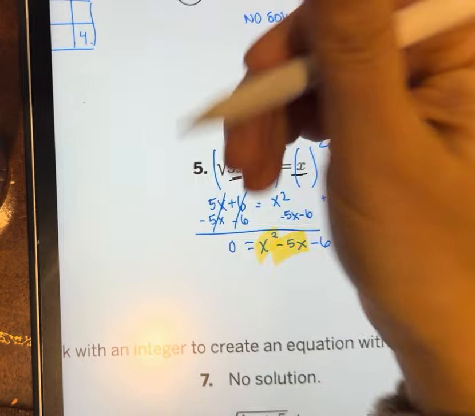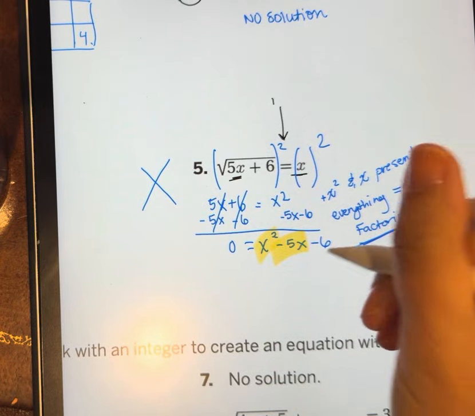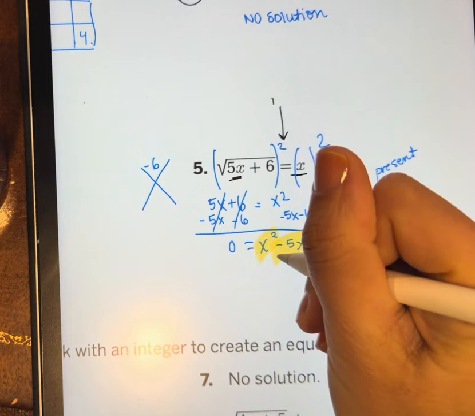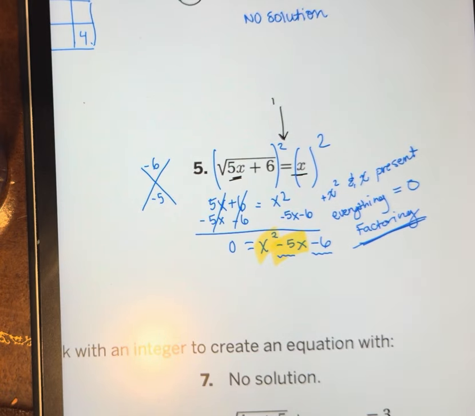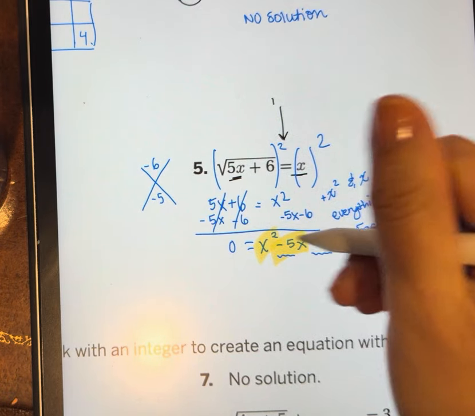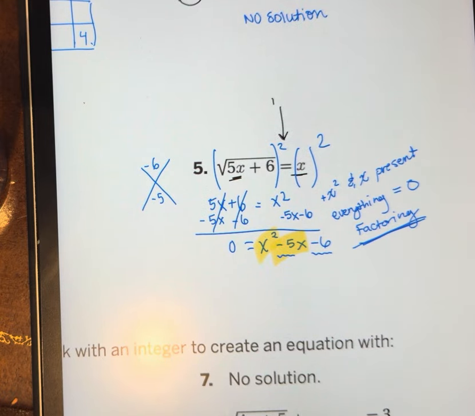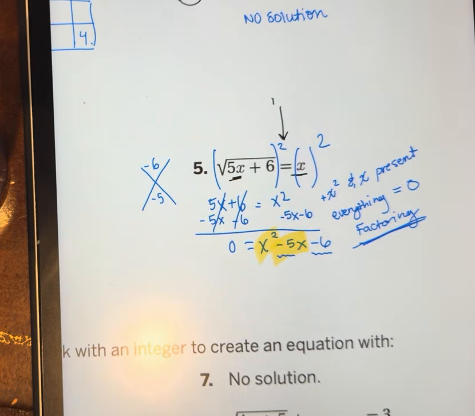What we are looking for are two numbers that can multiply to make this last number right here, negative 6, but add to make this number in the middle right here, negative 5, okay? And the reason that it's this simple is because x squared doesn't have a coefficient, or it does, but it's 1. Now, what numbers can multiply to make 6, but add or subtract to make 5?